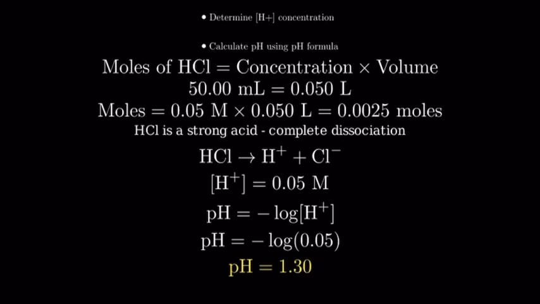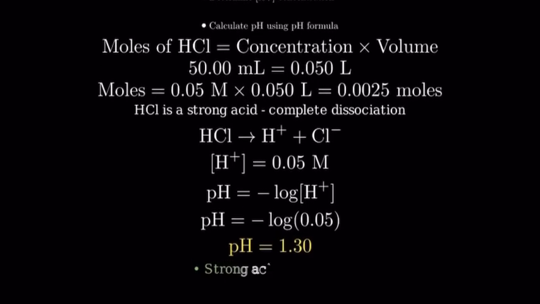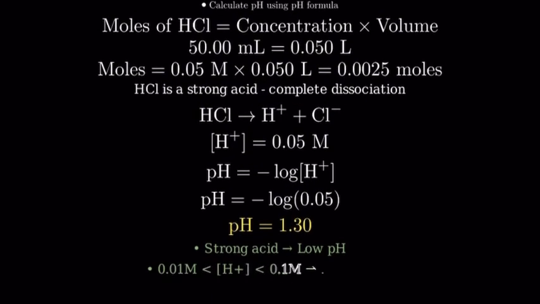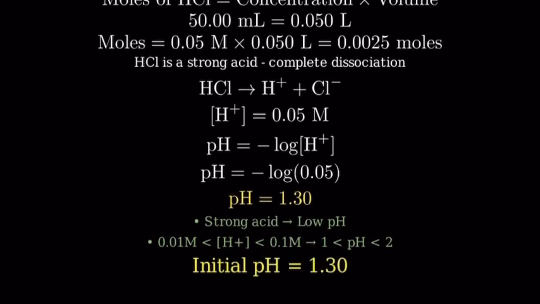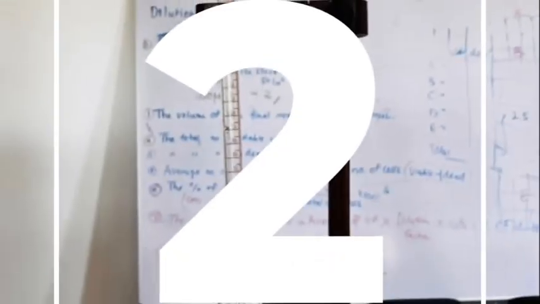This pH value makes sense because, first, we're dealing with a strong acid, so we expect a low pH. And second, the concentration is between 0.1 and 0.01 molar, so we expect a pH between 1 and 2. Therefore, the pH of the solution at the initial point of the titration is 1.30.